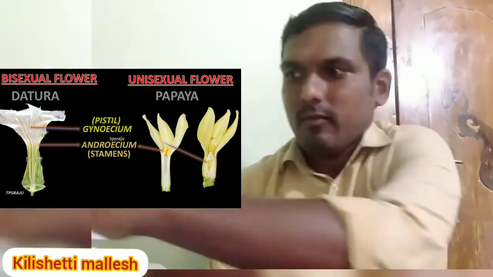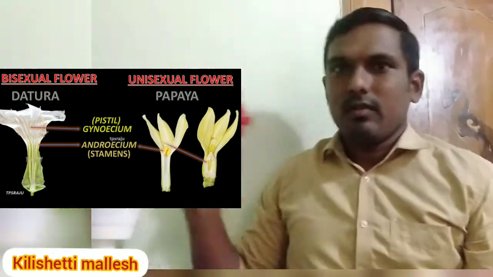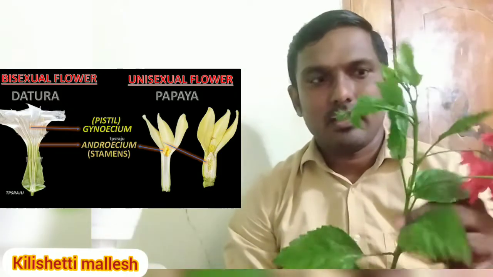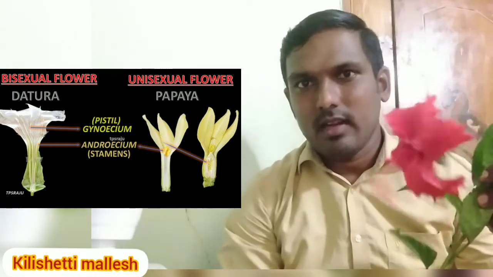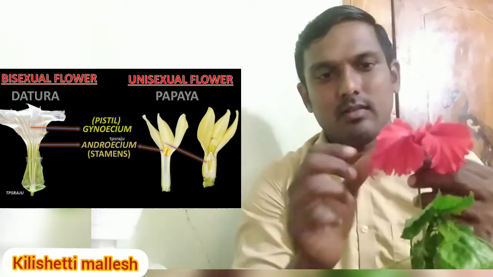When observing a flower, let us take one flower, suppose this is a hibiscus flower. The flower contains the stalk, the stamens, and the anther, and the anther contains the pollen grains.